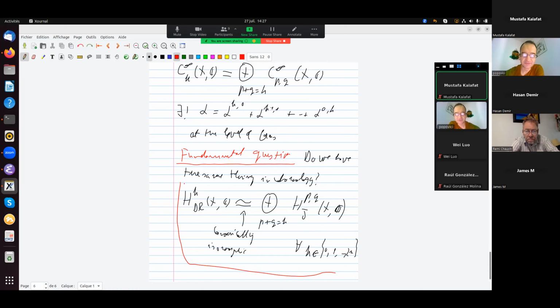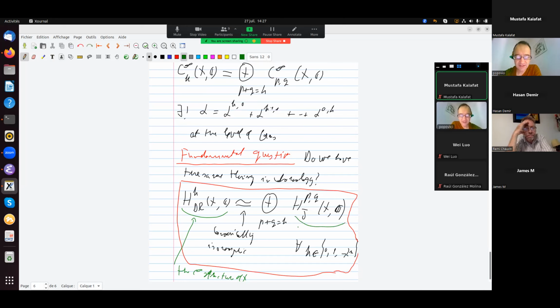And why is it important to answer this question? Because this would be a way to link the differentiable structure of the manifold. Once again, the de Rham cohomology group depends only on the differentiable structure, the smooth structure, the C-infinity structure of X. Whereas the Dolbeault cohomology groups depend on the complex structure of X. So this would be a very efficient way of linking these two types of structures on the same X.